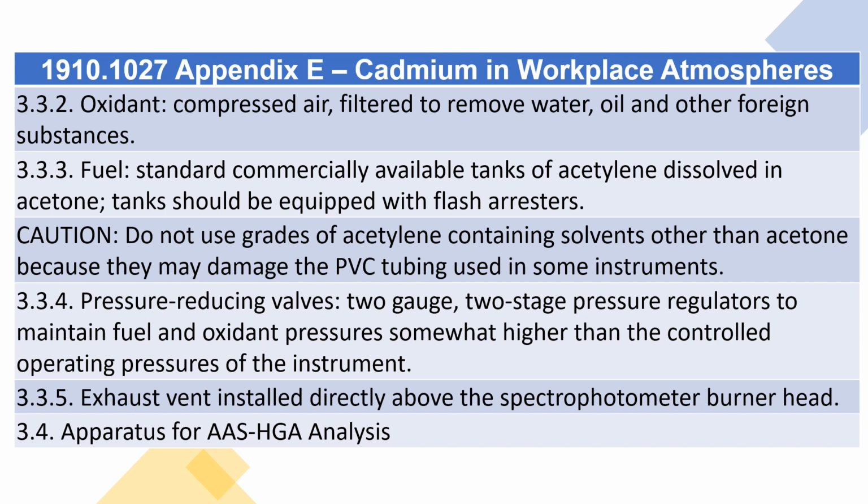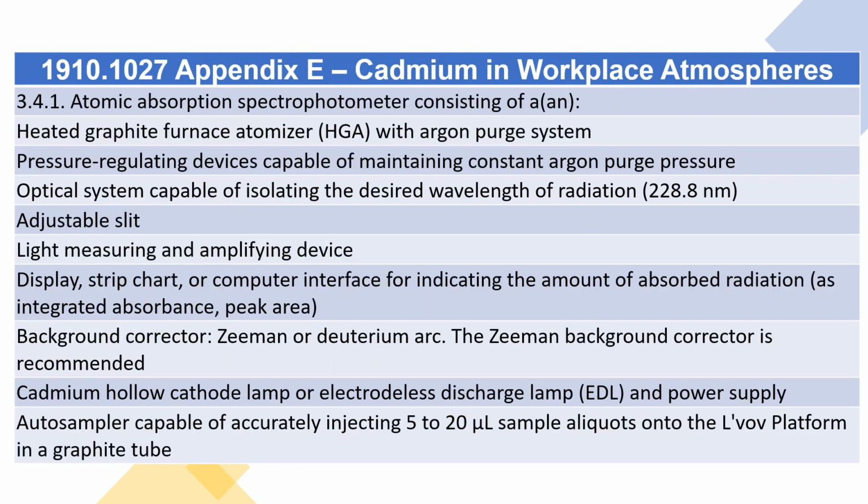3.4. Apparatus for AAS-HGA analysis. 3.4.1. Atomic absorption spectrophotometer consisting of a heated graphite furnace atomizer, HGA, with argon purge system, pressure regulating devices capable of maintaining constant argon purge pressure, optical system capable of isolating the desired wavelength of radiation, 228.8 nanometers, adjustable slit, light measuring and amplifying device, display, strip chart, or computer interface for indicating the amount of absorbed radiation as integrated absorbance, peak area, background corrector, xenon or deuterium arc. The xenon background corrector is recommended.